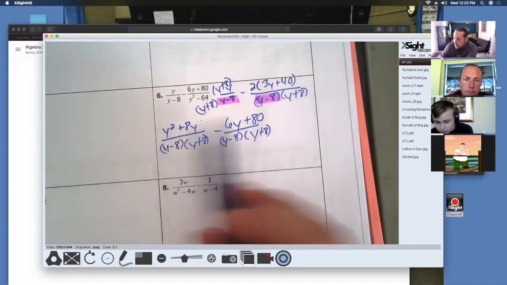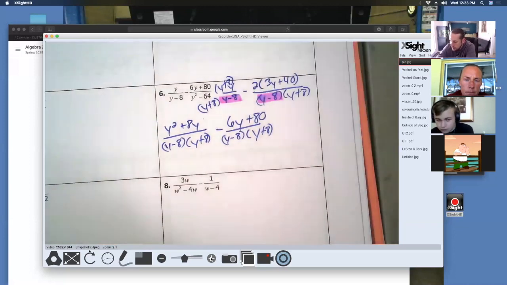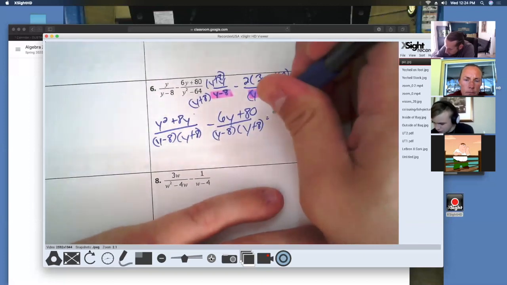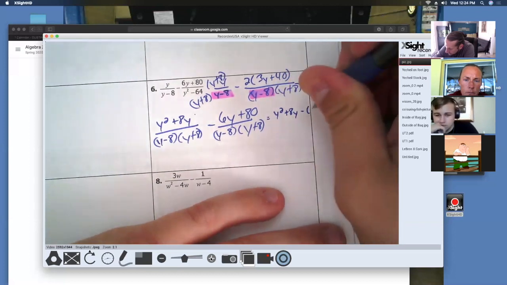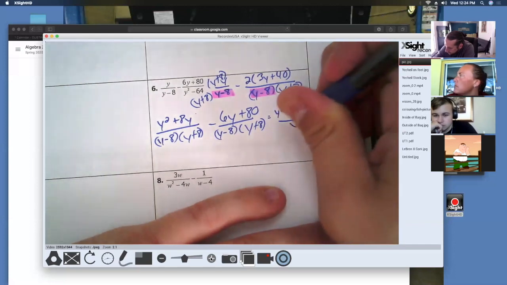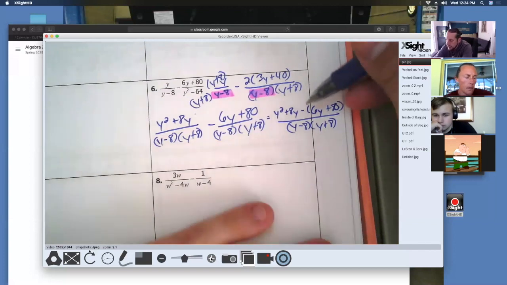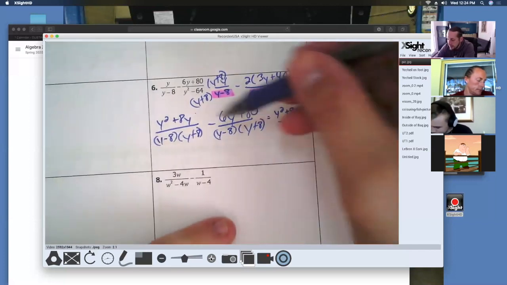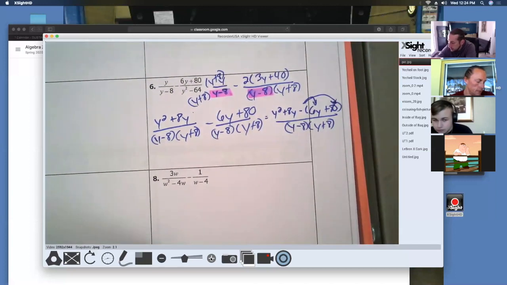So now I can subtract the tops. Now this is where we have to be careful. I don't think we practiced one in the notes yet where there's a subtraction sign. So what this tells me is I have y squared plus 8y minus parentheses 6y plus 80, and that's over y minus 8, y plus 8. Because remember, we have to take this negative sign and distribute it. Some of you can do that in the same step without rewriting, but I just wanted to make sure that we see it.